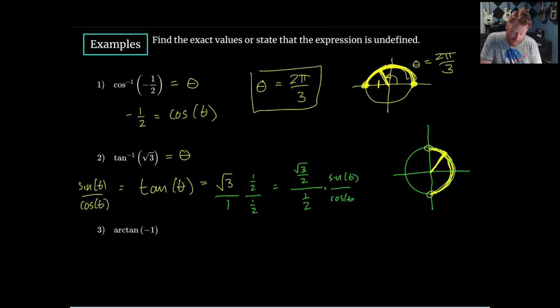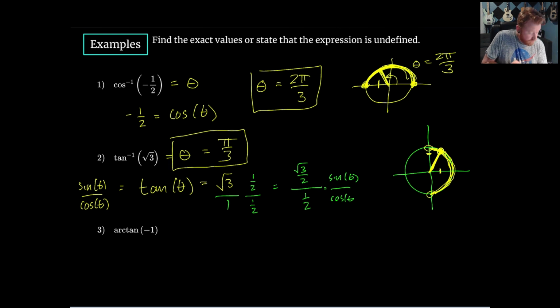drop something in here. And this tells us that we're looking for, well, maybe I should try and draw this angle a little bit closer to where it is. I want the sine to be the square root of 3 over 2, and the cosine to be 1/2. So that's looking for this angle here, and this angle here is pi over 3. So here we're getting pi over 3 for our angle, inverse tangent of square root of 3.